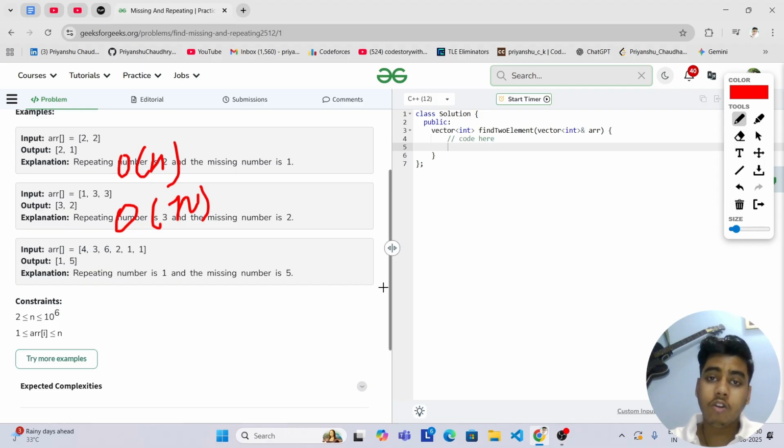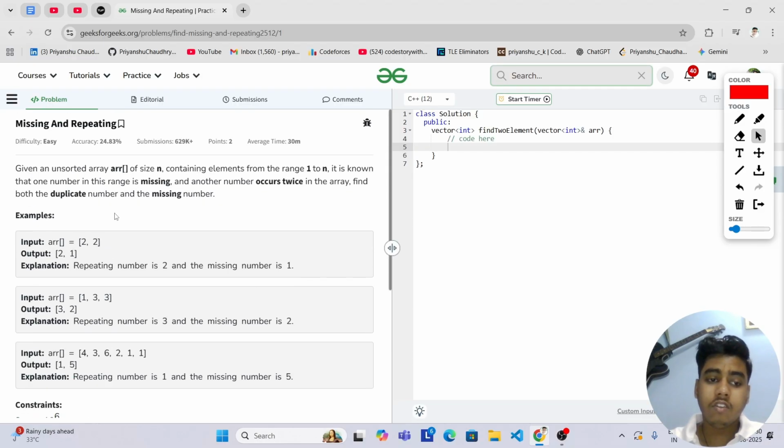But how can we optimize it? So for optimization, we can see this problem like a mathematical problem. Just like we solve a normal mathematics problem, we can solve this. So what's given in the question? Let's take the last example.